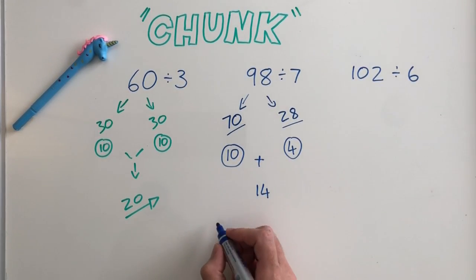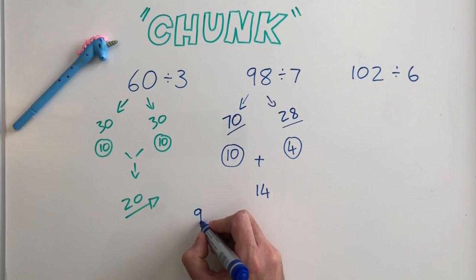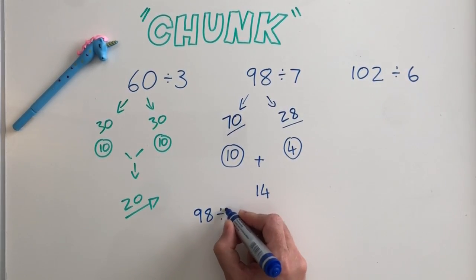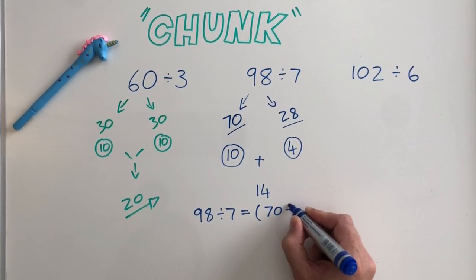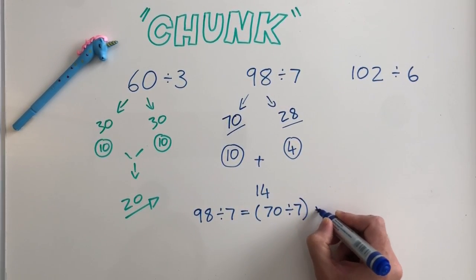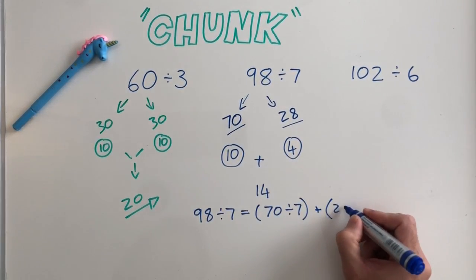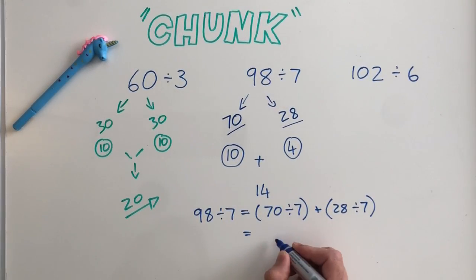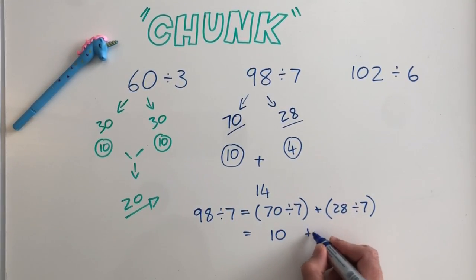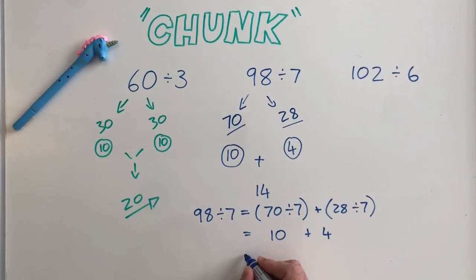So I could write it like this. 98 divided by 7 would be the same as 70 divided by 7 plus 28 divided by 7. And 70 divided by 7 is 10, plus 28 divided by 7 is 4, and then we get 14. So it's just breaking it into smaller parts so it's easy for us to understand.